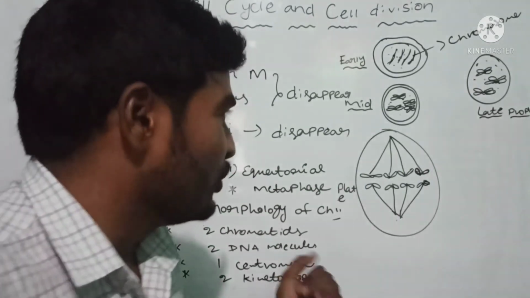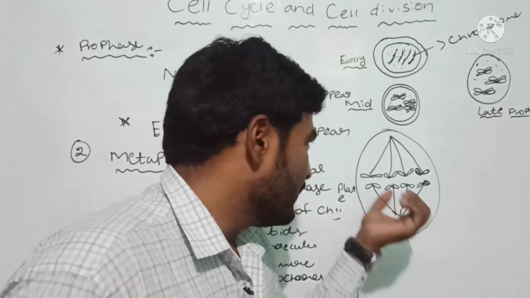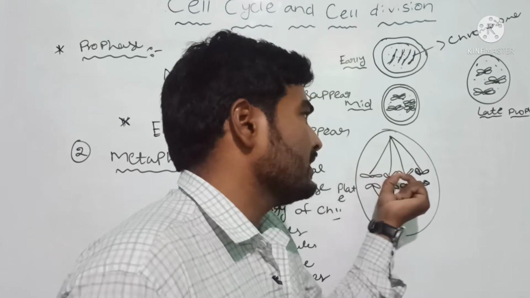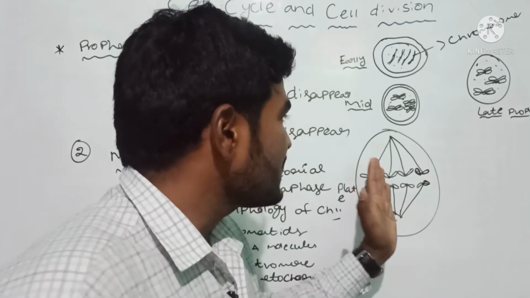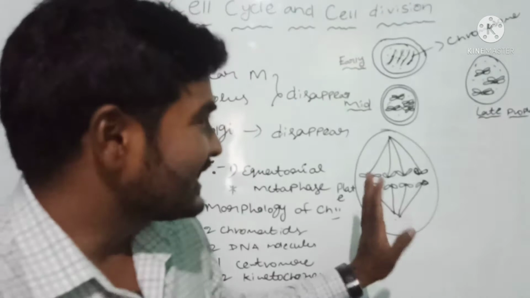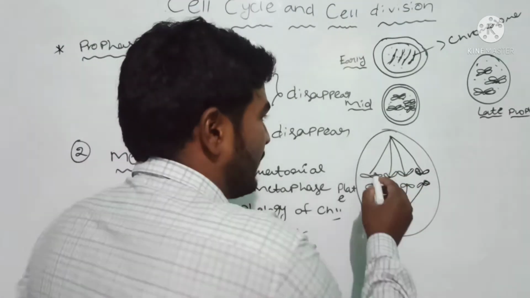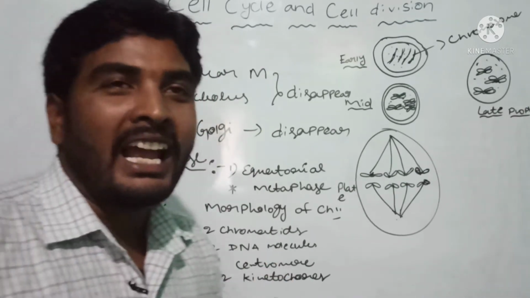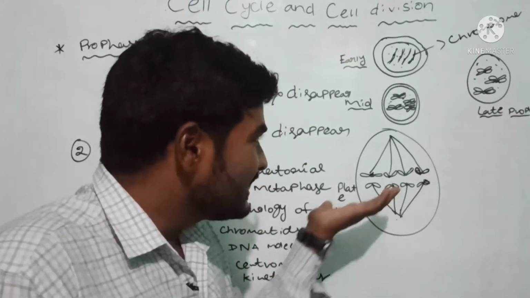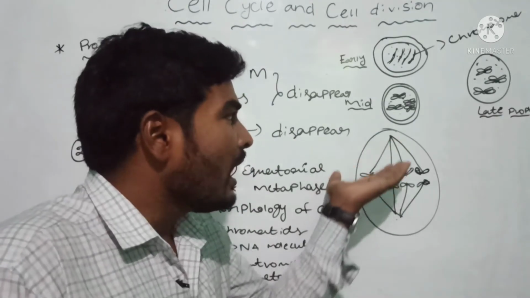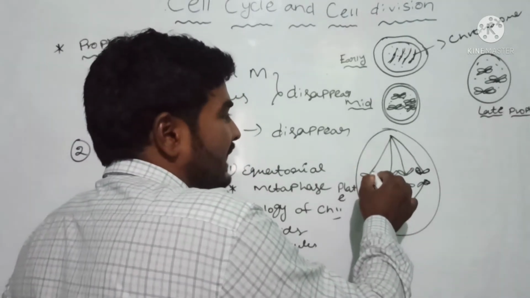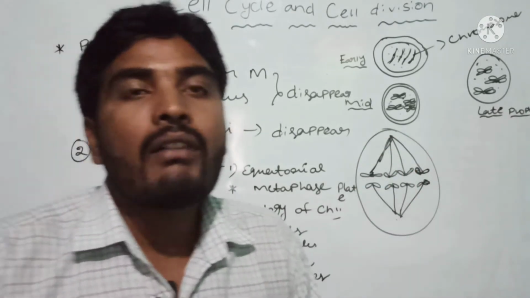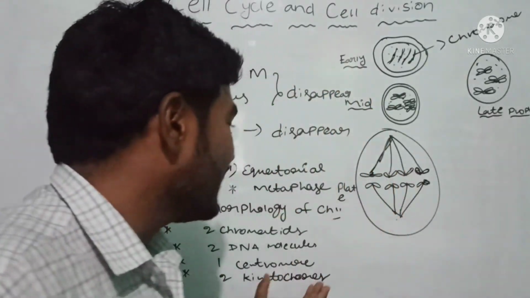Now what is the kinetochore? On either side, a small disc-like structure present on the centromere is called a kinetochore. What is the function of the kinetochore? It is the site for attachment of spindle fibers. So that is the kinetochore.